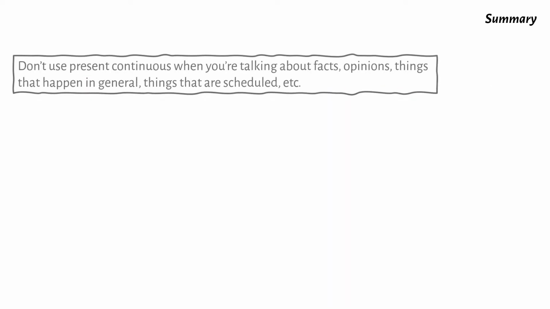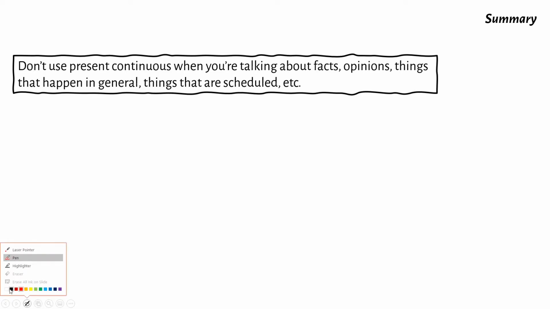So let's have a look. To summarize, don't use present continuous when you're talking about facts, opinions, and things that happen in general, things that are scheduled. Now, just to give a bit more information on present continuous, you can find lots and lots of information on the internet about this topic, right? So don't stick to this if you find it unclear. There's a lot of information on the internet.